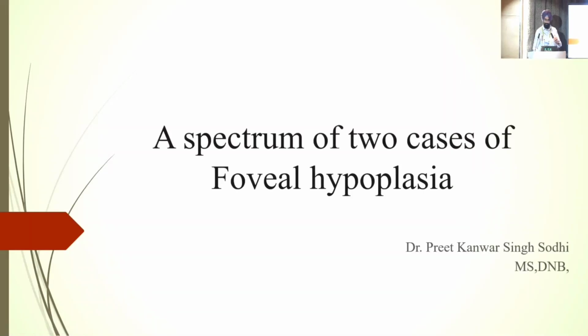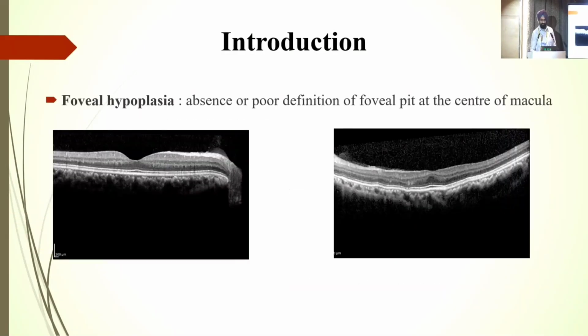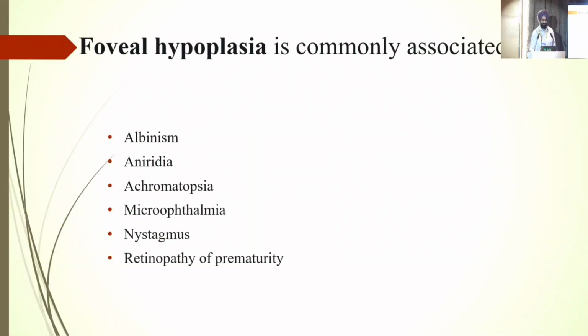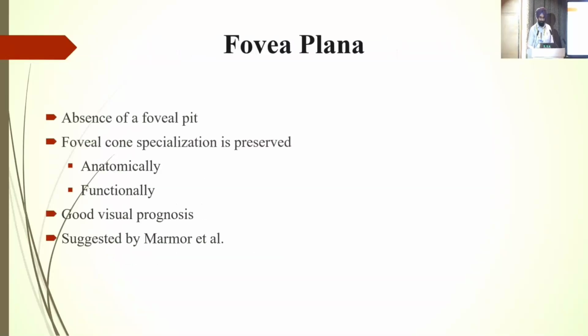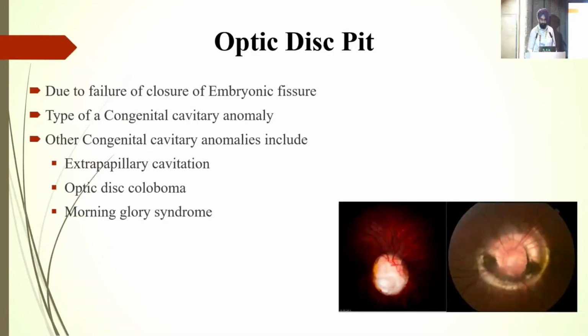So I'll be presenting on a spectrum of two cases of foveal hypoplasia. Foveal hypoplasia is absence or poor definition of the foveal pit at the center of the macula, commonly associated with albinism, aniridia, achromatopsia, microphthalmia, nystagmus, and ROP. Fovea plana is basically an absence of a foveal pit, but the foveal cone specialization is preserved anatomically and functionally with a good visual prognosis. It was suggested by Marmer et al.